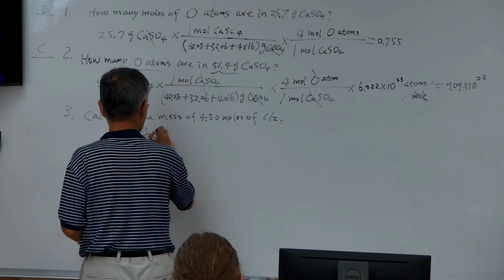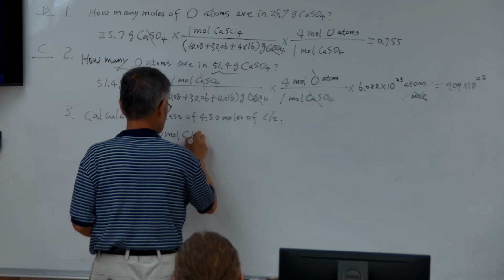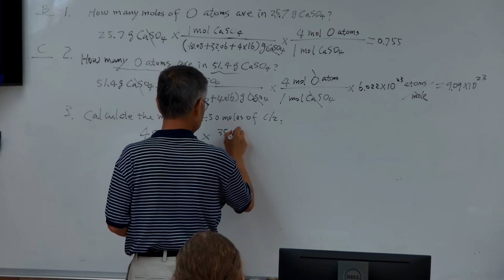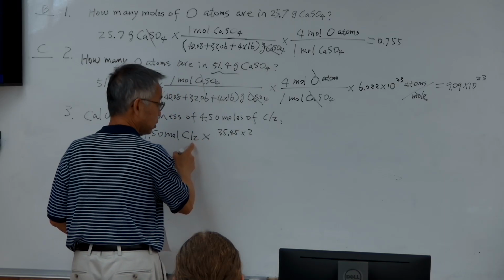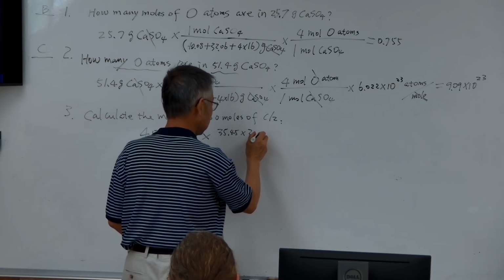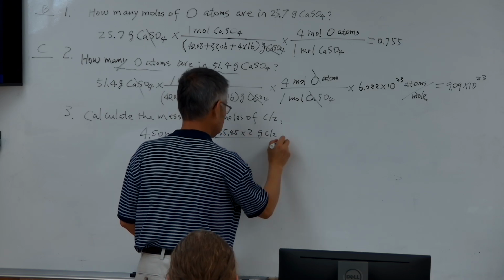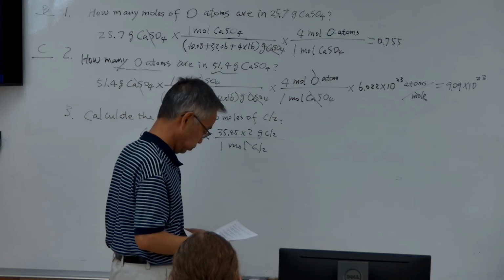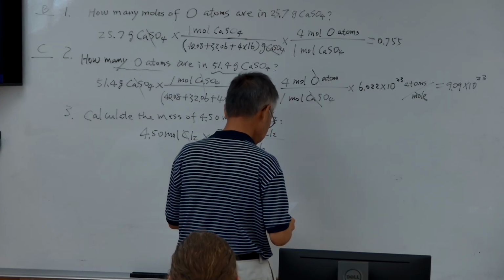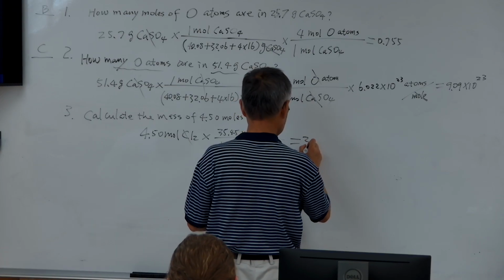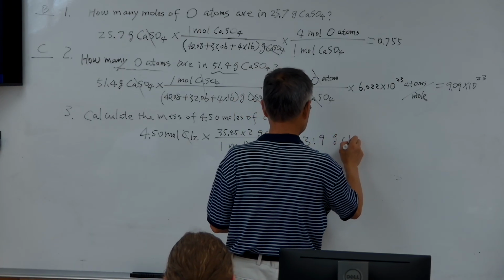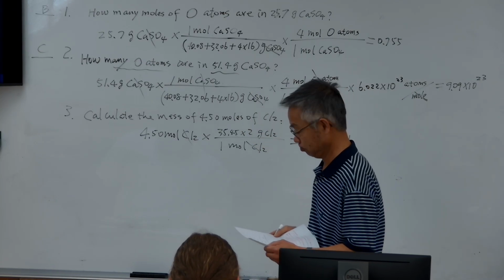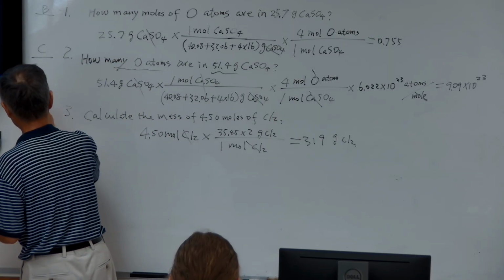Moles multiplied by molar mass. Molar mass of Cl is 35.45, and you have 2, because Cl2 is molecular. Use a calculator, you can easily get 319. Your choice will be D.